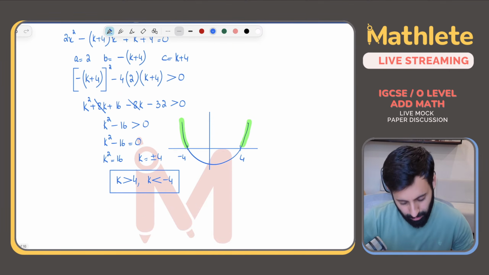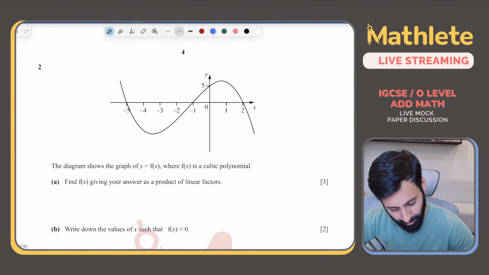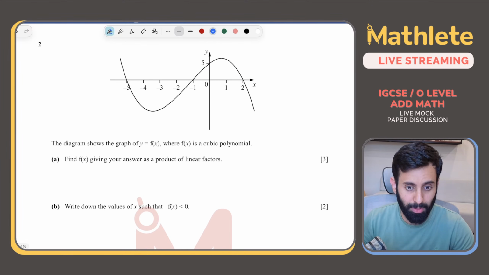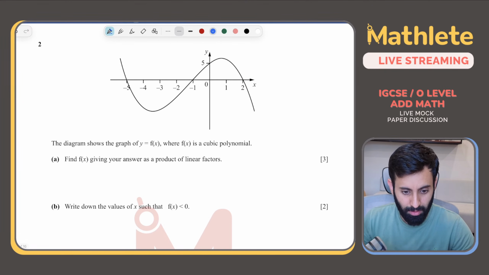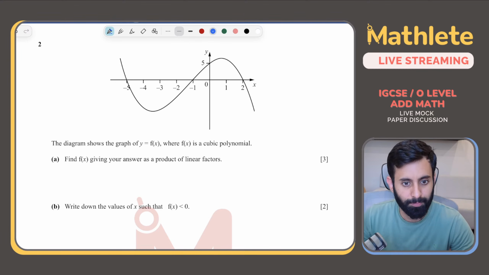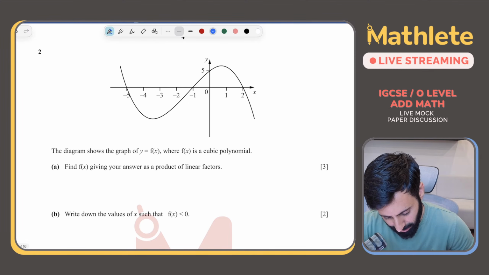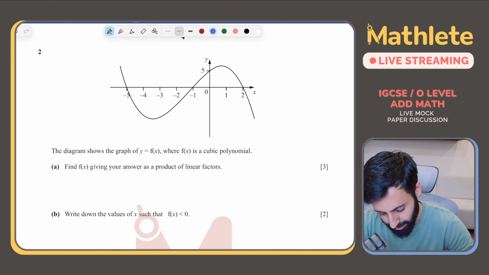Okay, now, question number 2. The diagram shows the graph y equals f of x, where f of x is a cubic polynomial. Now, find f of x, giving your answer as a product of linear factors.